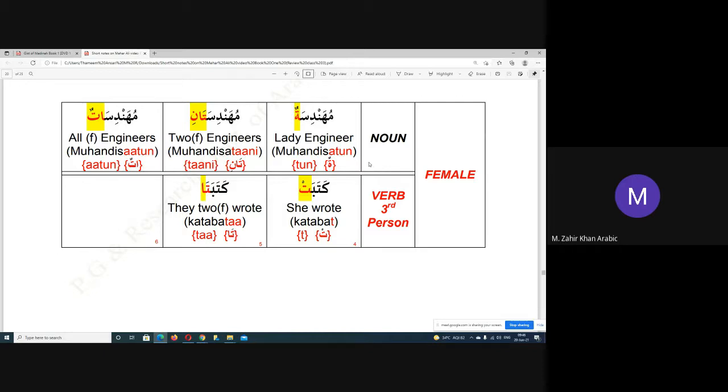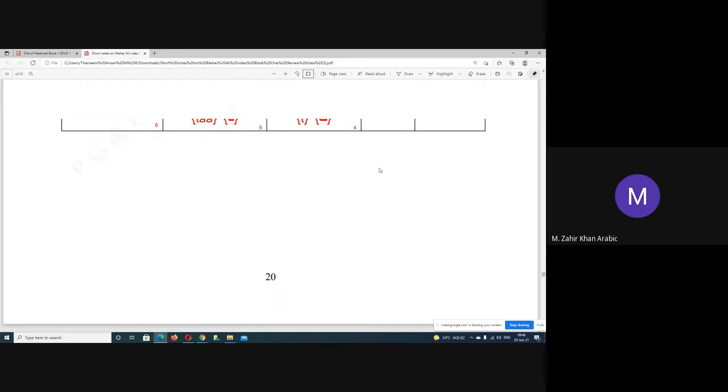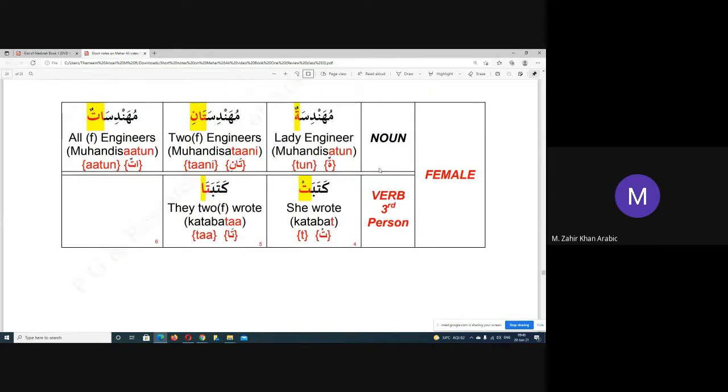Now we move to the dual form. For example, two lady engineers, Mohandisatani. So we are adding tani, T-A-A-N-I, ta alif and nun with kasra. For making a verb, we are using only ta alif. For example, they two females wrote, katabata. Is it clear? Katabata. For example, if you are making all female engineers, it will be Mohandisatun.